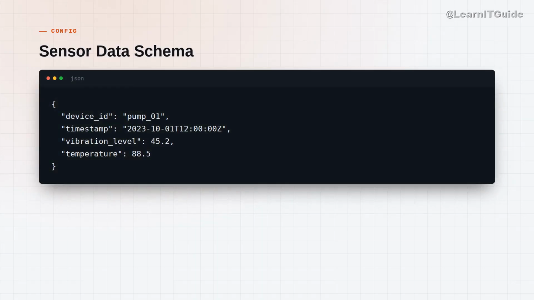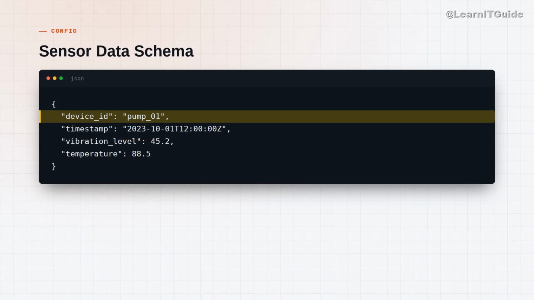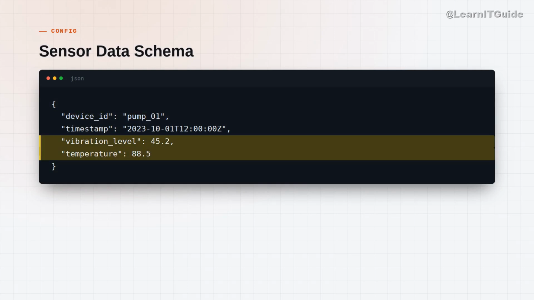For this project, your data schema is your contract. Notice the device identifier and the sensor values for vibration and temperature. In production, you would validate this schema at the edge before sending it to your backend. If this schema breaks, your entire model pipeline fails. Always enforce your data contracts.